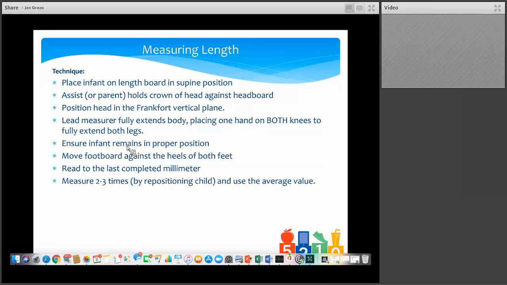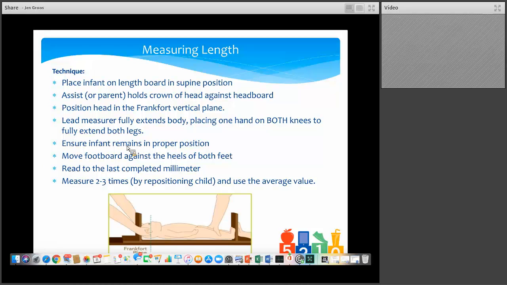The technique for this is to place the infants on the length board in the supine position, and assist the parent in holding the crown of the head against the headboard. Again, you do have to pay attention to the Frankfurt position in this position as well. They should be looking straight ahead at the ceiling, so the line is actually perpendicular to the ground in this position.